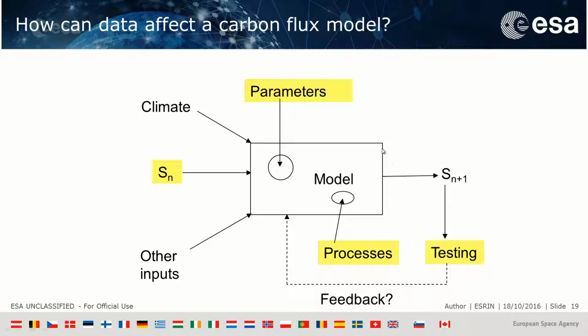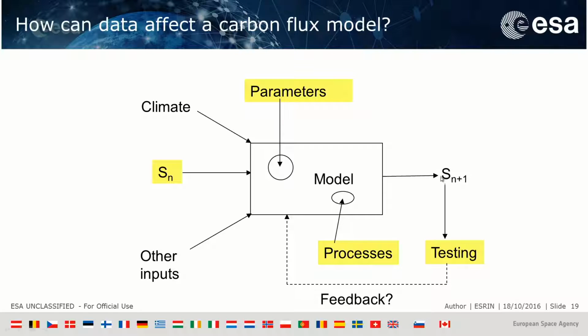Well, this is any old model. It doesn't even have to be a carbon model. But what you've got here, I've outlined in green, the sort of things which go into the model. I'm assuming that we know about climate, we assume we know about other inputs, which might be soil, for example. You've got the state, so the current state of the model, which might be a big, long vector giving you soil temperature, vegetation type, biomass, whatever. And the model's trying to step forward in time to get the next state.